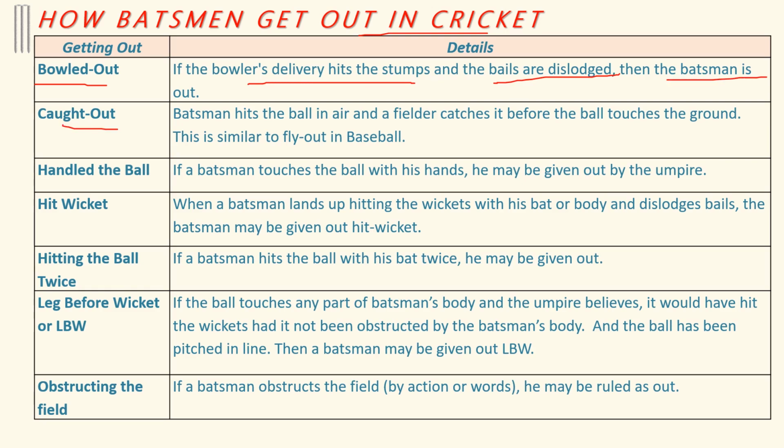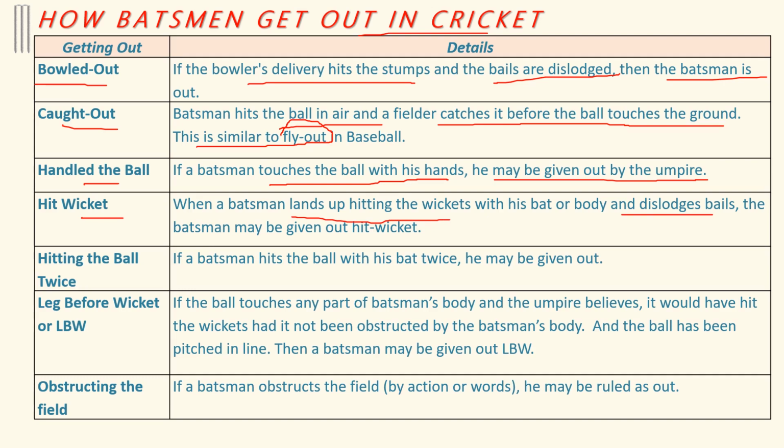Caught out. If the batsman hits the ball in the air and the fielder catches it before the ball touches the ground, then the batsman is caught out. This is similar to a fly out in baseball. Handle the ball. If a batsman touches the ball with his hands, he may be given out by the umpire. Hit wicket. When a batsman ends up hitting the wickets with his body or bat and dislodges the bails, the batsman may be given out. Hitting the ball twice. If a batsman hits the ball with his bat twice, he may be given out.